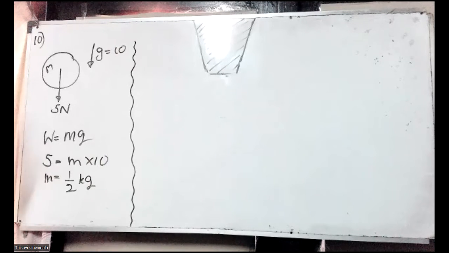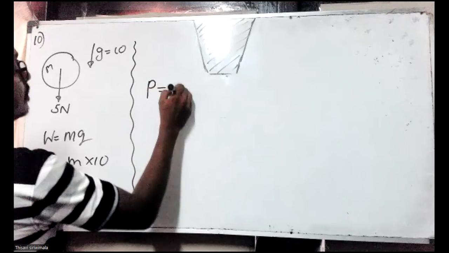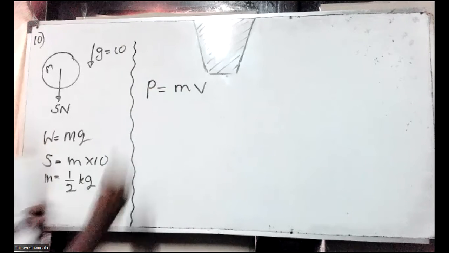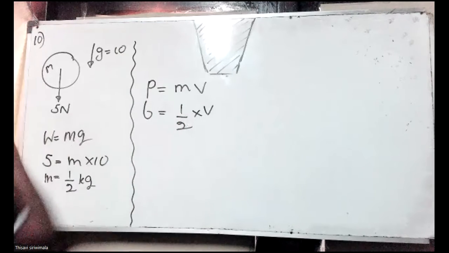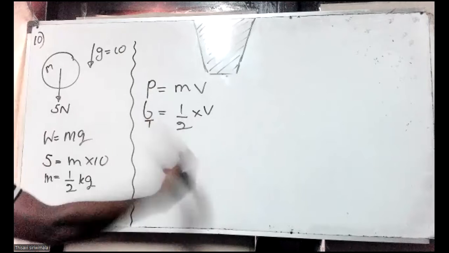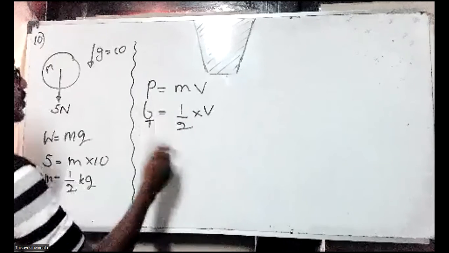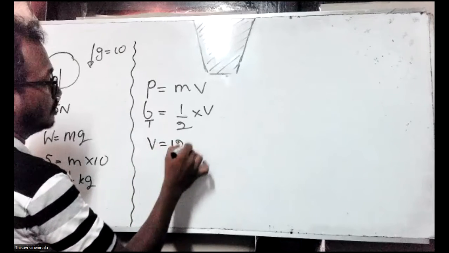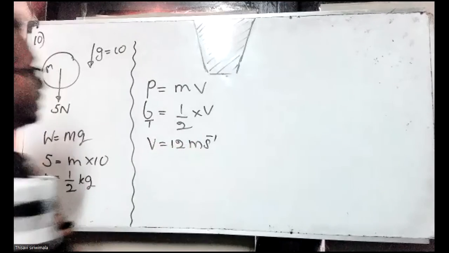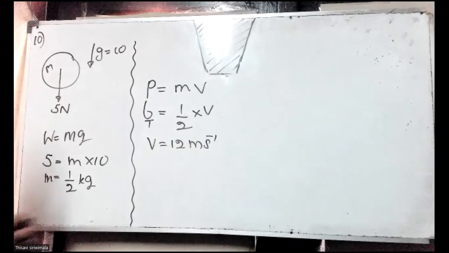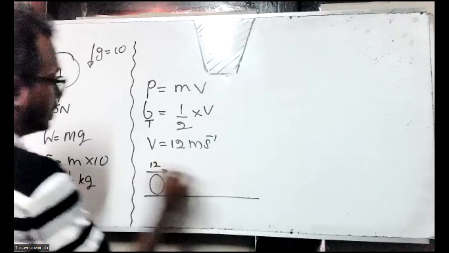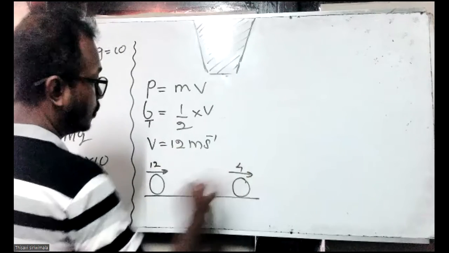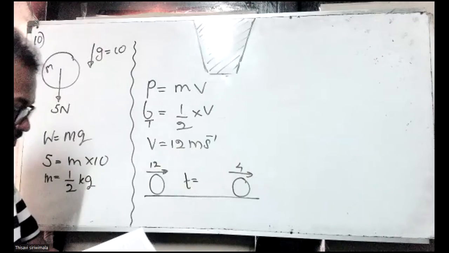For the second part, they have given the momentum, right? P equals mv. They are telling the momentum is 6 and mass is half, and you can find the velocity. Now, when you cross multiply, 6 times 2 is 12. So the velocity will be 12. So this will be the starting velocity. Now, the next section: starting velocity 12, ending velocity 4, time taken also 4.